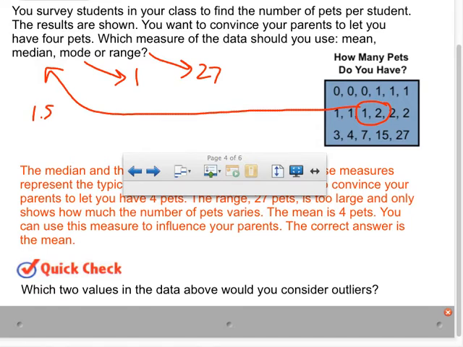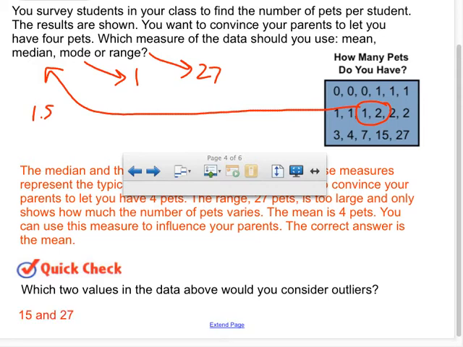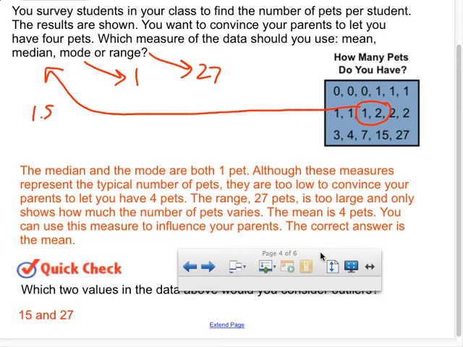Which 2 values would you consider to be outliers? 27. Which 2 values? 27 and 15. Very good. Now, moving along.